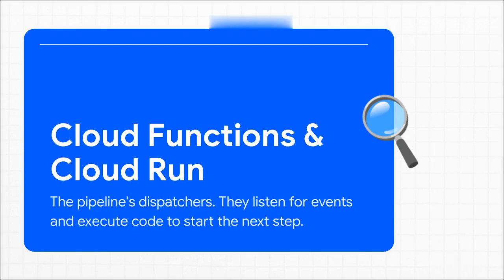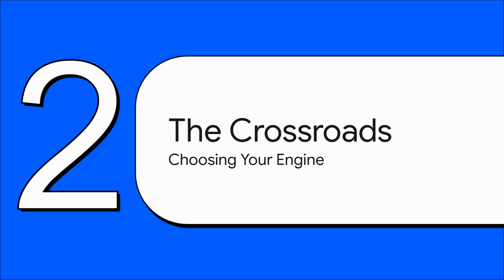And who's on the lookout for that signal flare? Well, that would be these services. Cloud Functions and Cloud Run act like the pipeline's dispatchers. They're set up to just listen for specific events, like, say, a new file being created in our storage bucket. The second they see that event, they instantly spin up, run a bit of code, and kick off the next stage of our process.